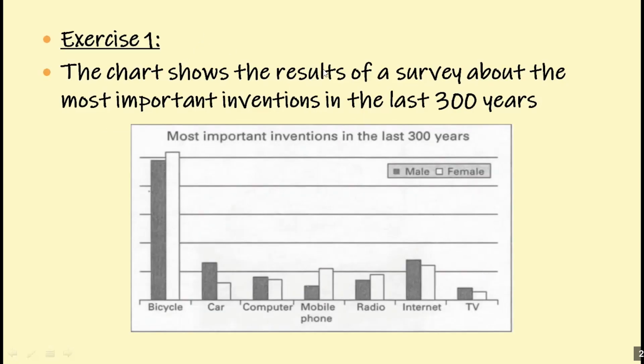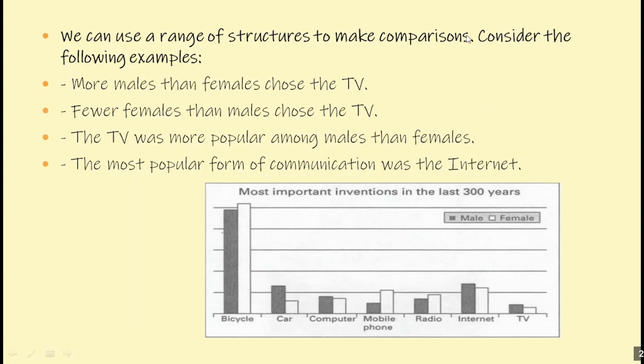The chart shows the results of a survey about the most important inventions in the last 300 years. We're comparing the opinions of males versus females, and the inventions are the bicycle, car, computer, mobile phone, radio, internet, and TV. Now, I'm going to teach you how to write sentences in which you compare between the opinions of males versus females. We can use a range of structures.